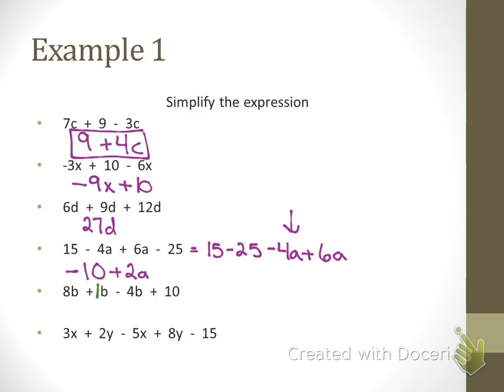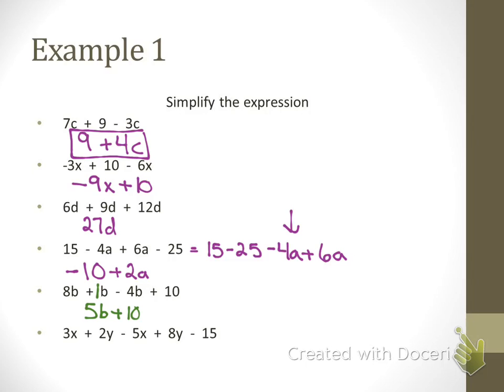Now, I'm just going to simplify it just like I did my other ones. I want you to go ahead and simplify this expression. All right, what's 8b plus 1b? 9b. What's 9b minus 4b? 5b. 5b plus 10.